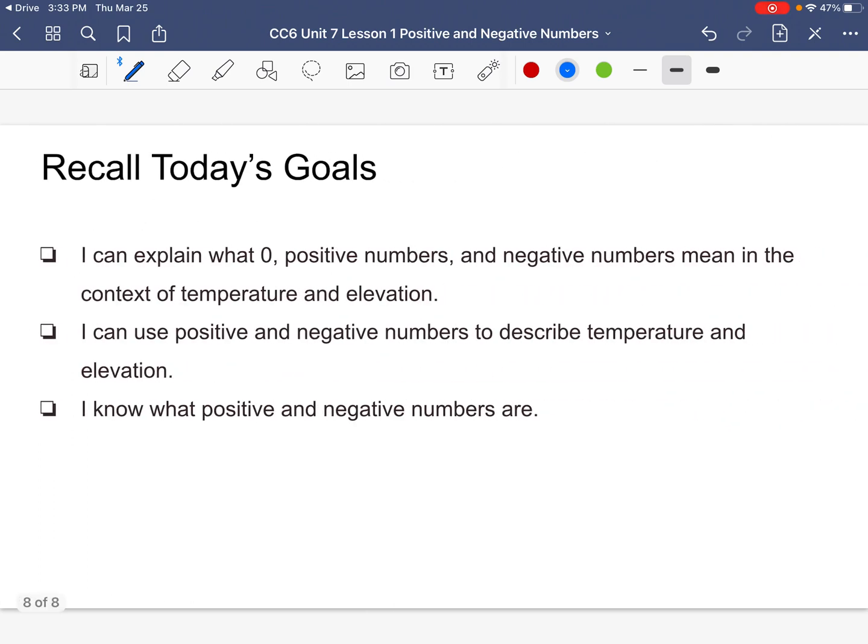So today you saw what 0, positive numbers and negative numbers mean in the context of temperature and elevation. You can use positive and negative numbers to describe temperature and elevation, and you know that positive numbers are numbers with a plus sign and negative numbers are numbers with a negative sign.